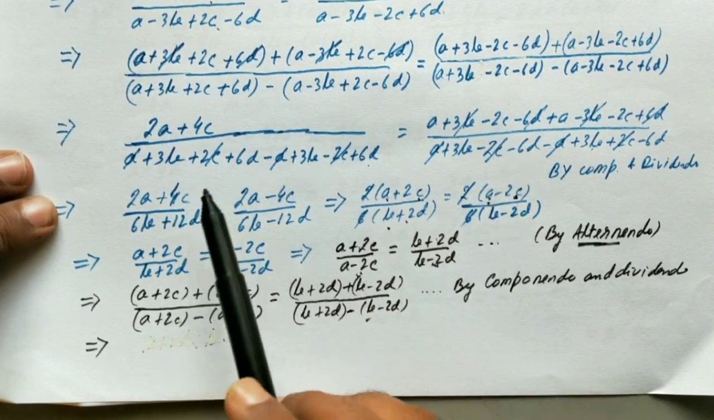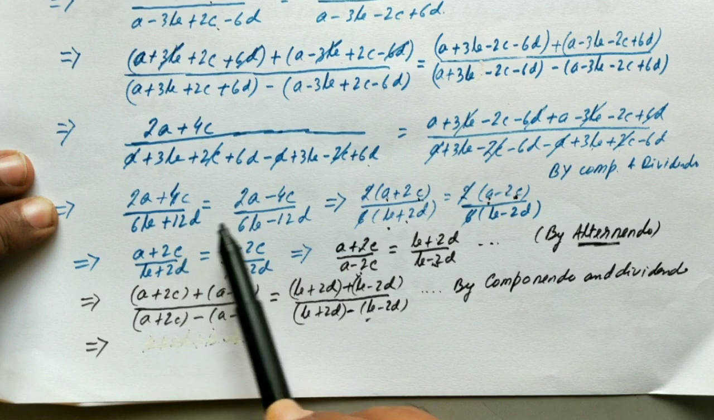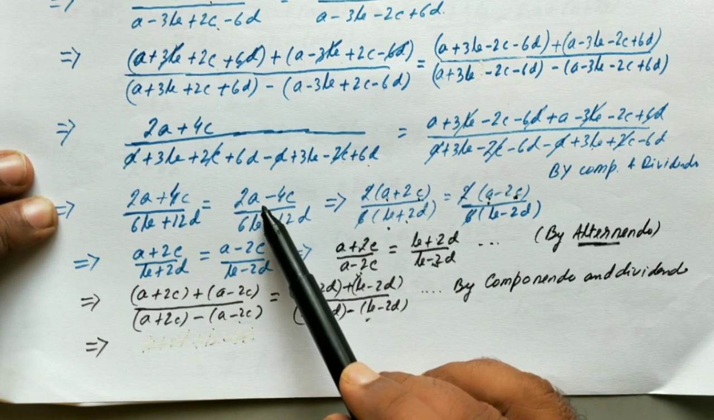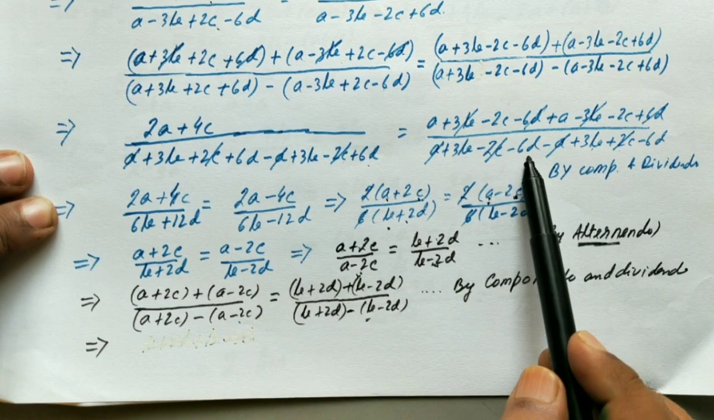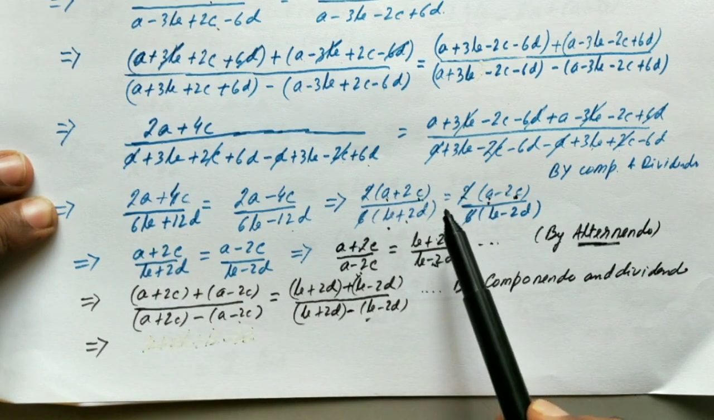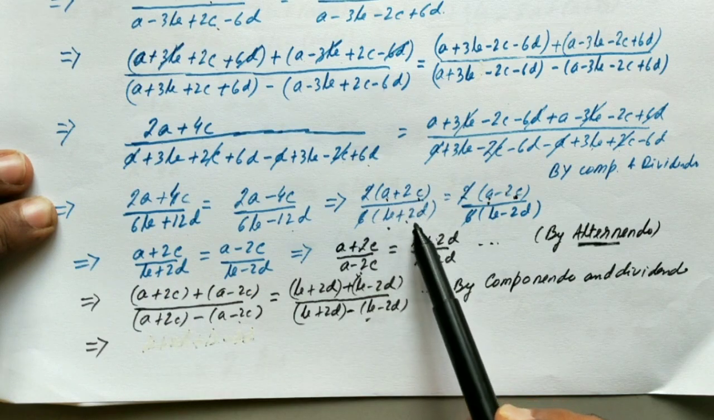Now after simplifying this, 3B plus 3B is 6B and 6D plus 6D is 12D. Similarly here also, I get 3B plus 3B is 6B, minus 6D minus 6D is minus 12D. So 2 by 6 is common on both the sides, that gets cancelled, and then I copy this one here.